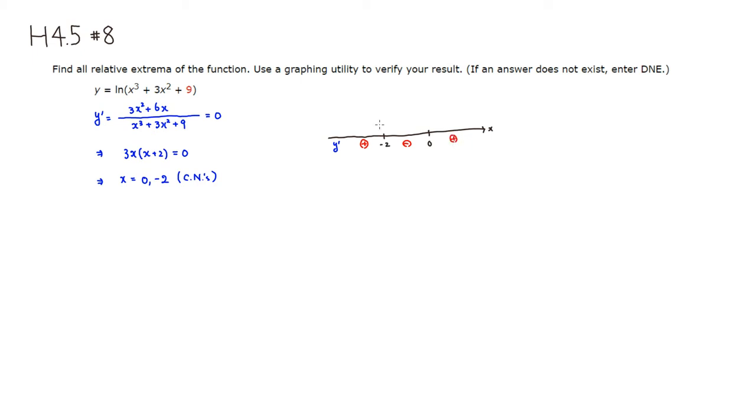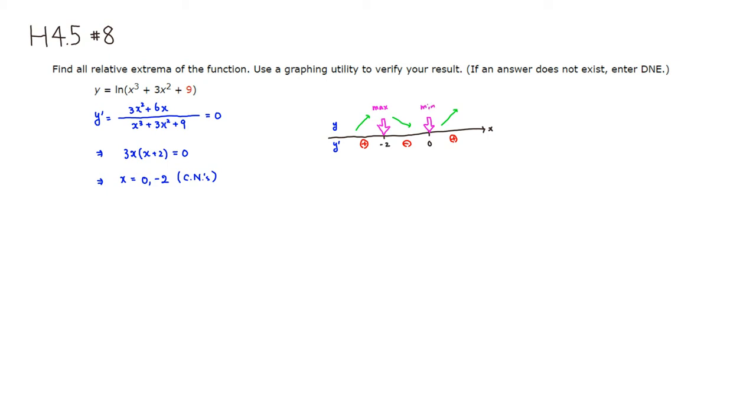All right, so around the critical numbers, we know that the original function y is going to behave like increasing here, and after that decreasing here, and increasing there. So right here is the top of the hill, so this is going to be a relative max. And here is going to be a relative minimum.